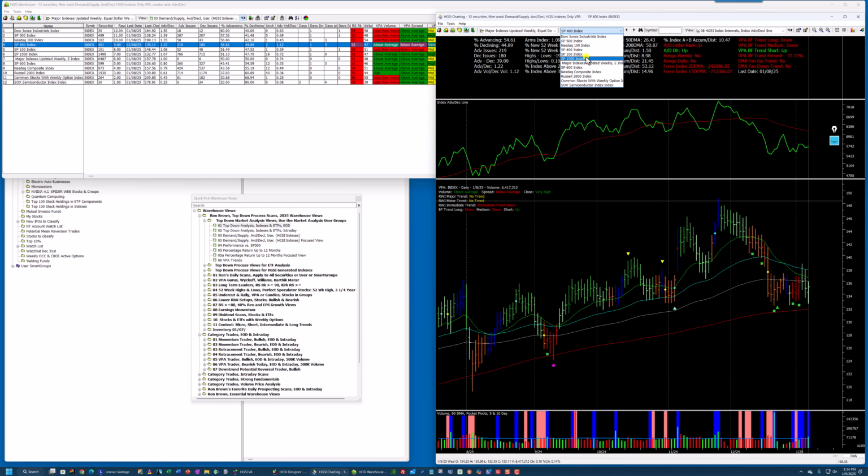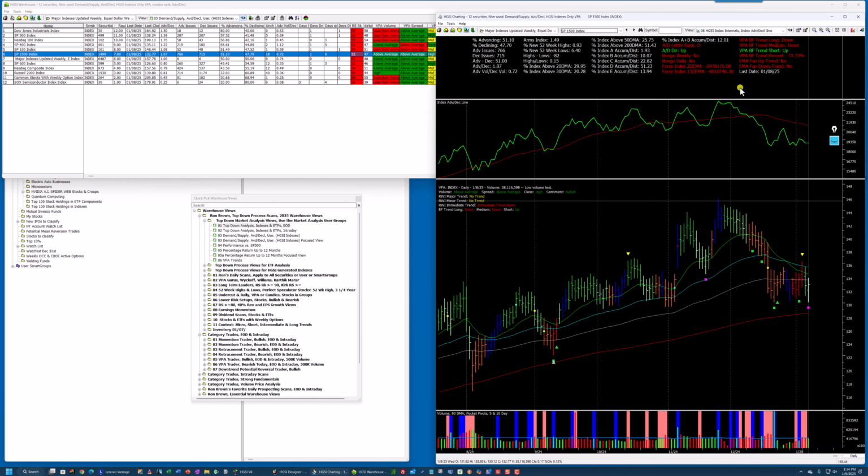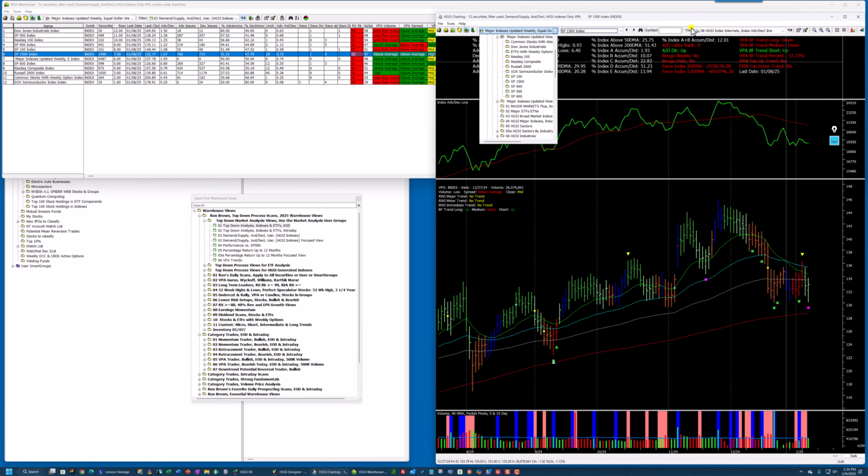So I use this one quite a bit, just to see where everything stands as far as advancers, decliners, distribution, and so on, and the actual trends. The only trend that's up here is the short-term trend, because we're starting to see a little bit of interest in this index.